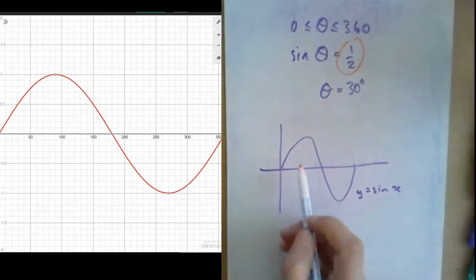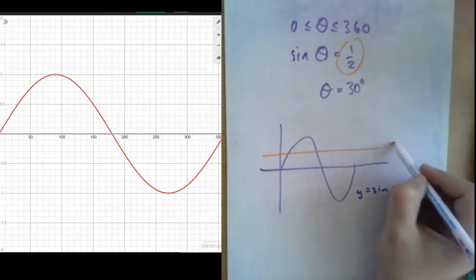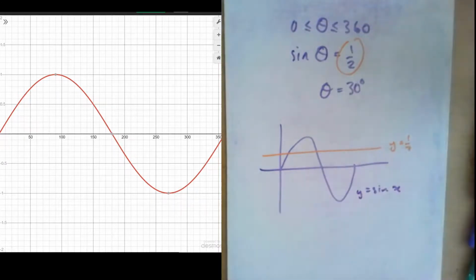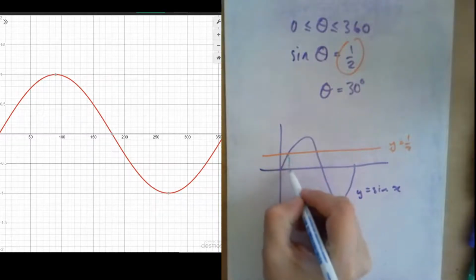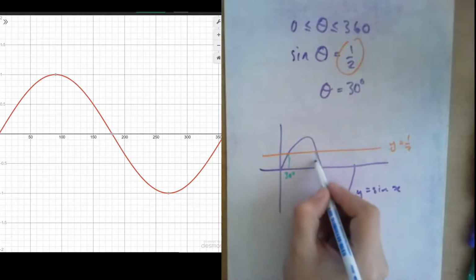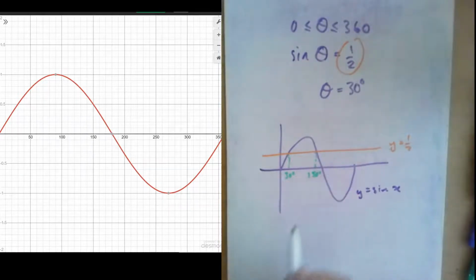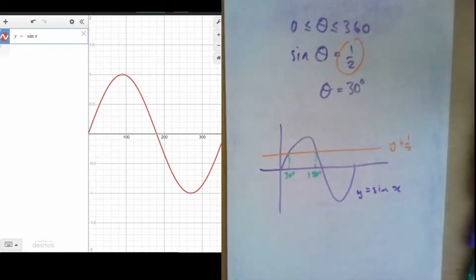I am going to plot y equals a half. And how do you find the answers when you plot two graphs? It's like simultaneous equations. You look at where they intersect, and where they intersect is your answer. So this is an intersection that is 30 degrees. This is an intersection that is 150 degrees. You should just be able to read it from that graph. If you did want to plot both of those graphs, then obviously you should have this. The only reason why I'm minimizing this is so you can see the graph a bit better.